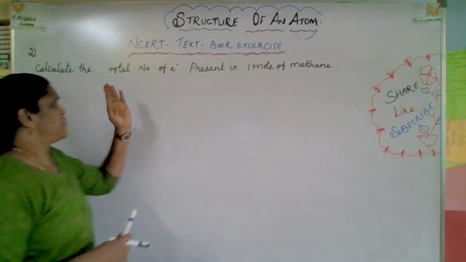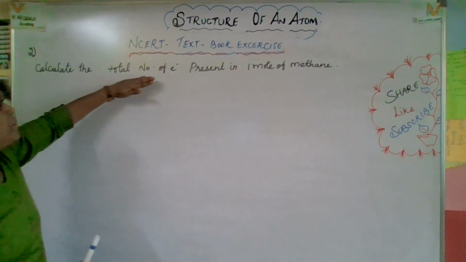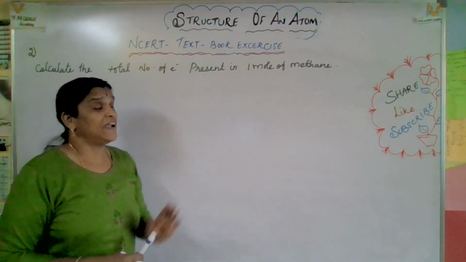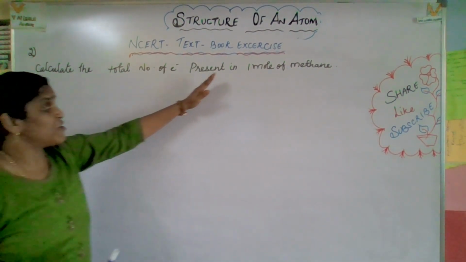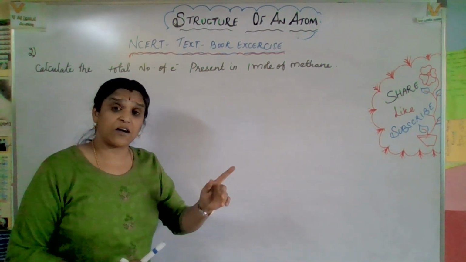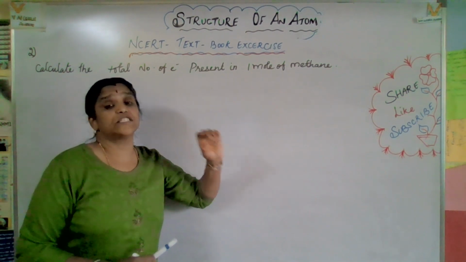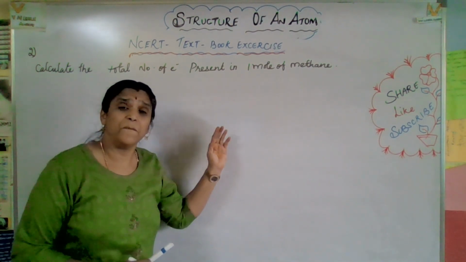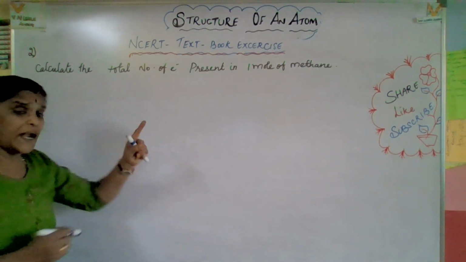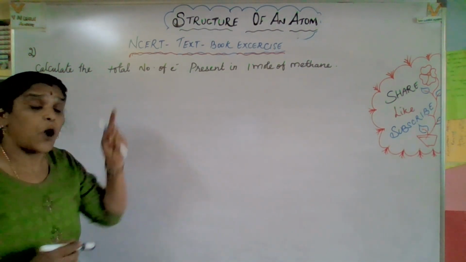The next question, it's very simple. Calculate the total number of electrons present in 1 mole of methane. It's very simple. We have gone through a number of examples in some basic concepts of chemistry, the mole concept. Let us check first and foremost, 1 molecule of methane contains how many electrons?